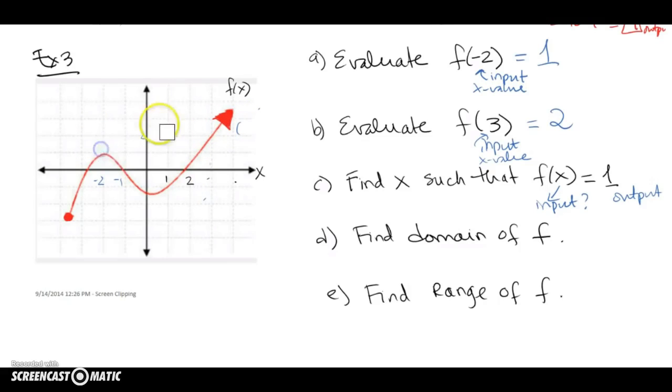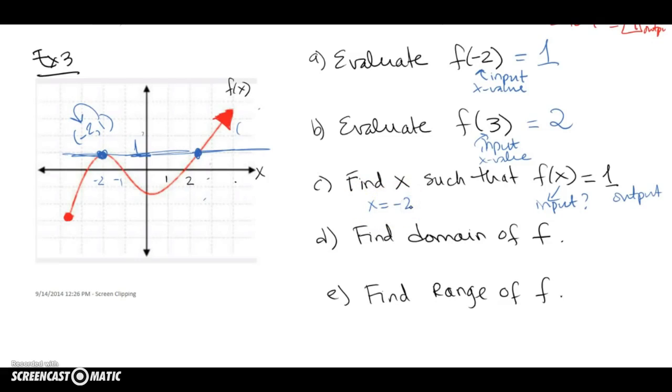So we're going to go to the output of 1. So the y value has to be 1. Here are the y values, 1. If I just look across those y values of 1, make a horizontal line through this y value of 1, my graph goes through the y value of 1 here and also here. So there are two places where my graph goes through the y value of 1. This one is (-2, 1). So if the y value is 1, the x value is -2.